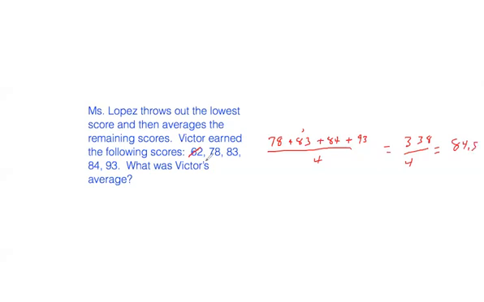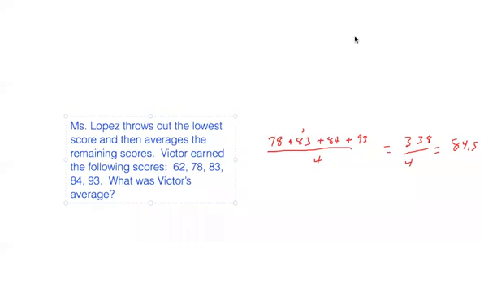Now, let's look at a harder problem, and we'll use this problem as a base, and we'll rewrite this problem and look at something that's a little bit more difficult. What if we erased the question here? Let's erase our question. And instead of what was Victor's average, let's say, find the 6th score if Victor's average was 87.